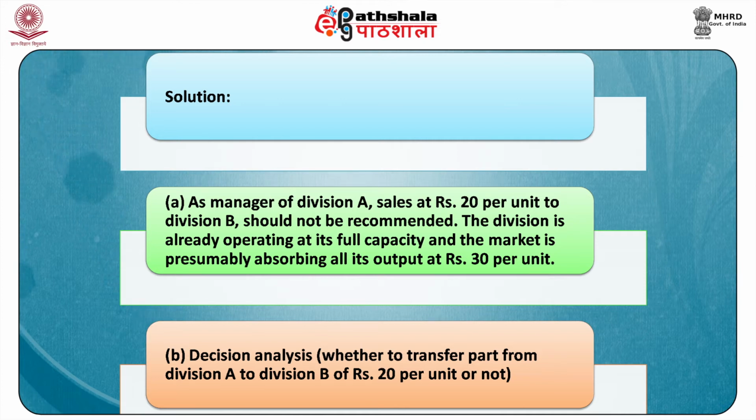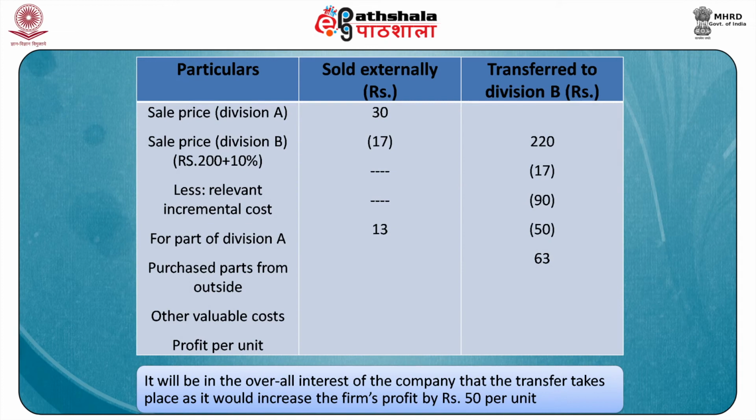B. Decision analysis on whether to transfer parts from Division A to Division B at Rs 20 per unit or not. The particulars are: sale price of Division A, which is sold externally, Rs 30. The sale price for Division B is Rs 200 plus 10%, which is Rs 220, less the relevant incremental cost, which for part of Division A is Rs 17 and for B it is 17. Purchase of parts from outside is 0 in case of goods sold externally. It is 90 in case it is transferred to Division B.